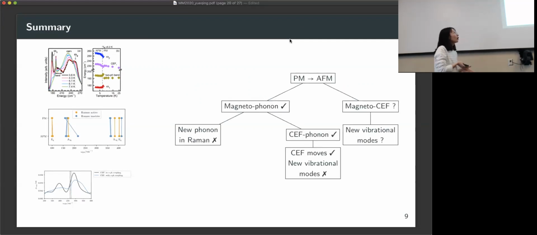So for this question, during the PM to AFM phase transition, we have probed the magneto-phonon coupling branch. We show that the new phonon in Raman could not be due to simple change of magnetic texture. We also looked at the CEF phonon coupling and show that CEF could move due to the electron phonon coupling, but we still haven't explained the new vibrational mode omega 1. In the future, we want to discuss the magneto-CEF coupling using strongly correlated methods, and we also want to see whether this magneto-CEF coupling could give rise to a new vibrational mode. With that, I'd like to finish my talk and thank you for your attention.